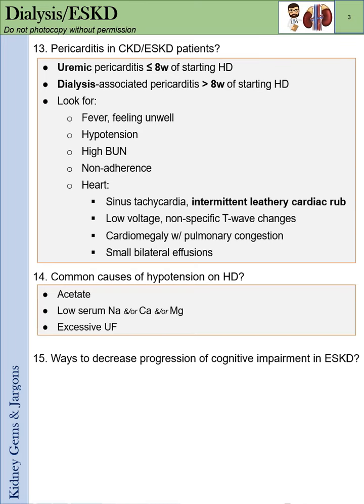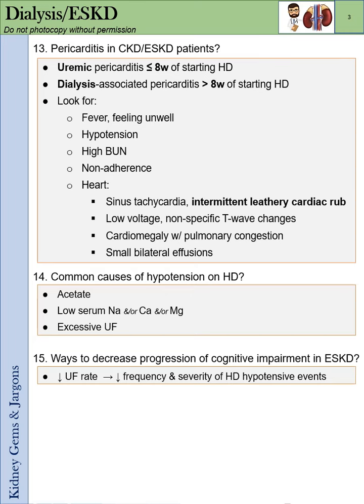Ways to decrease progression of cognitive impairment in end-stage kidney disease. That's somehow related to the previous question. You should decrease the ultrafiltration rate, which decreases the frequency and severity of HD-related hypotensive events.